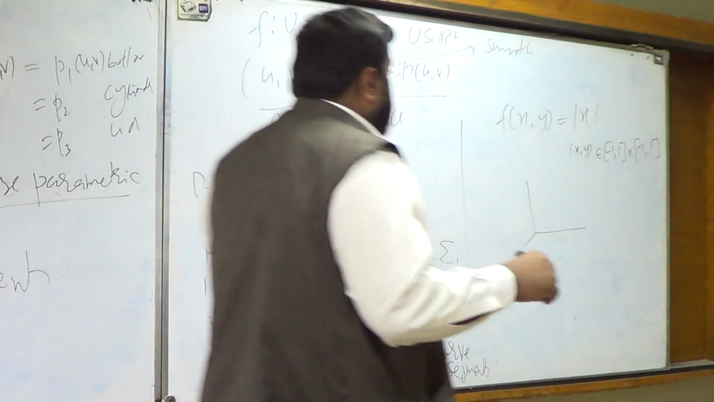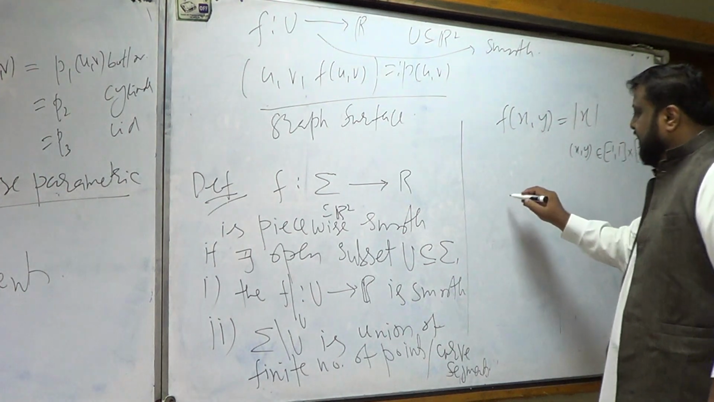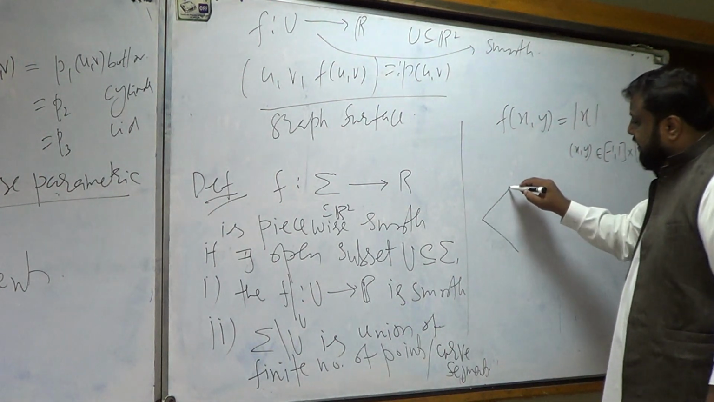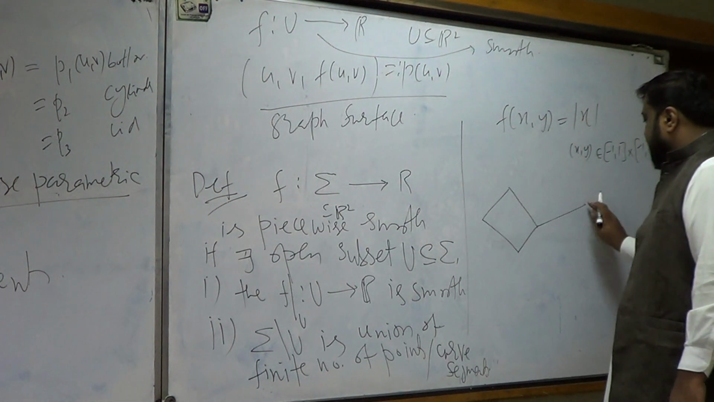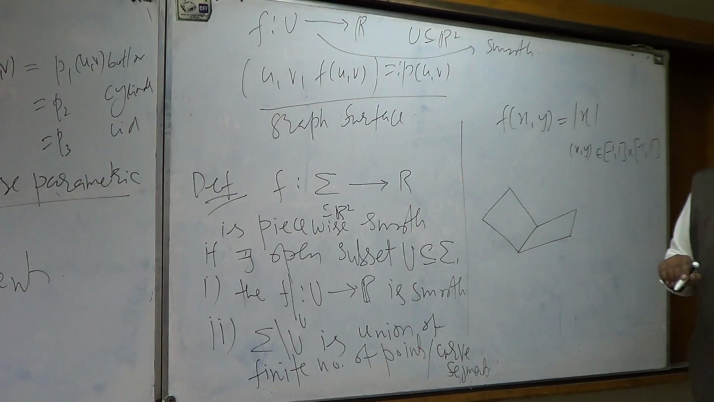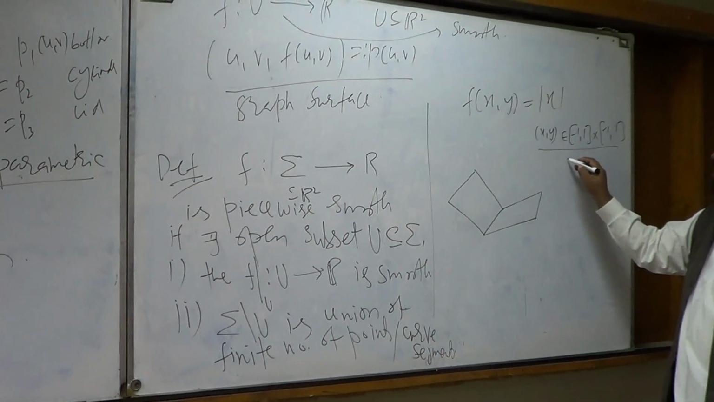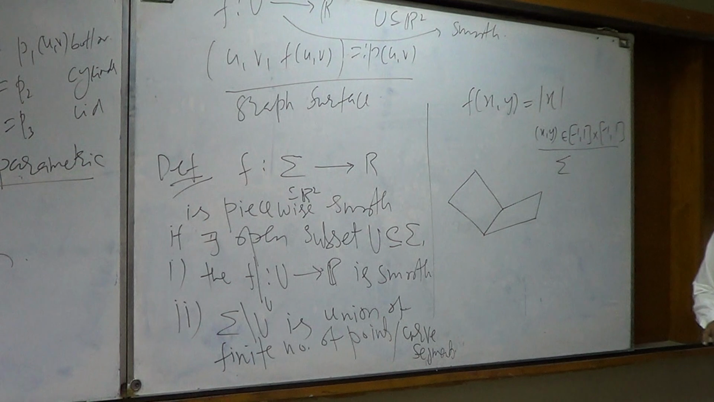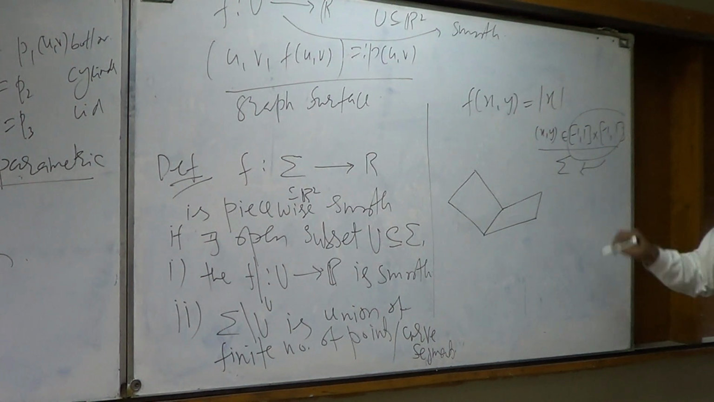Now, in this example, let me just try to show that it's going to be something like this. And what is the role of the sigma here? Sigma is this region, this entire rectangle. This entire rectangle. Are you getting the point?